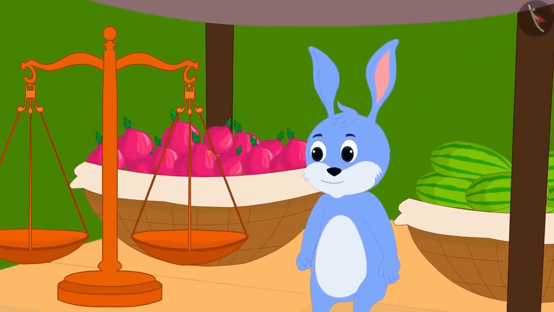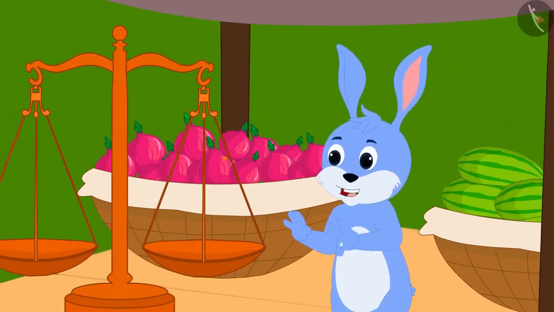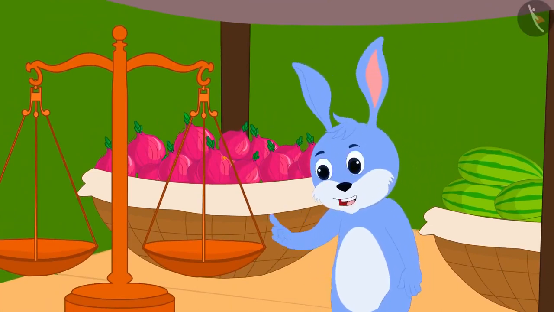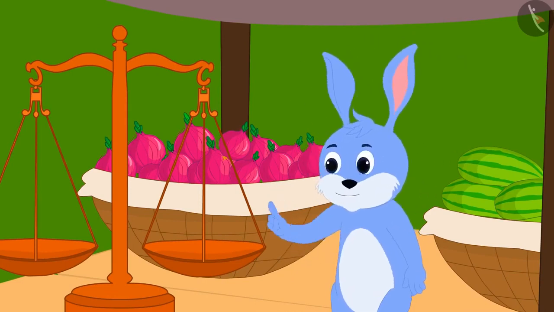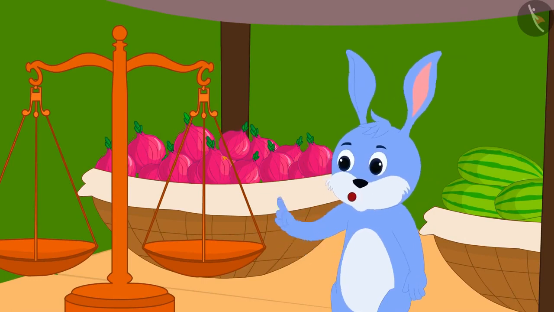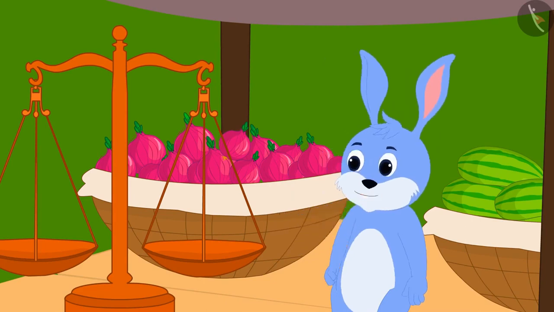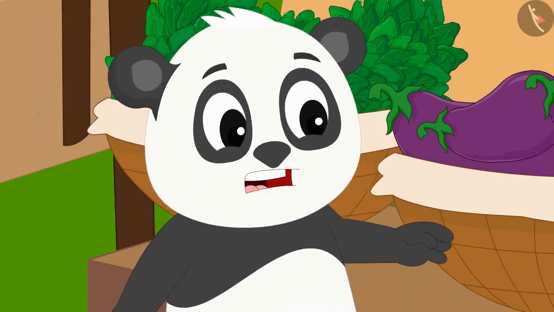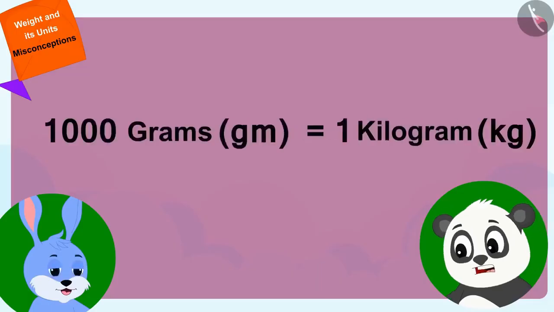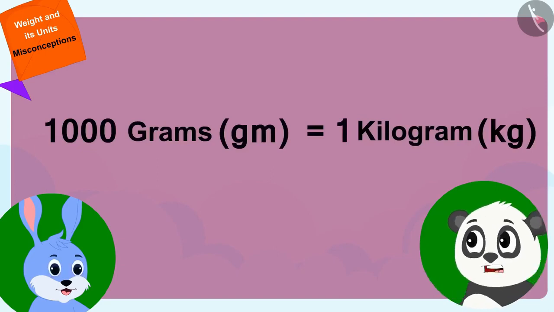Then Bunny laughed and said to Golu, Calm down, my friend, calm down. I will explain to you. Look, Babban gave you 1000 gram apples. And Golu, 1000 grams is equal to how many kilograms? 1 kilogram. Well, that means you and Babban have given me apples of the same weight.